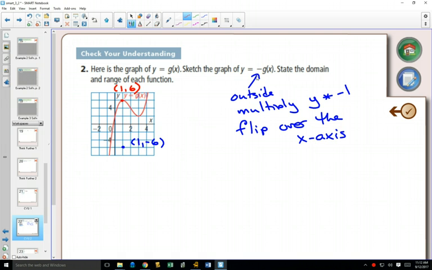So if I think about this point right here, which is one block or 2 units away from the x-axis, it's going to be right here. So I can take a number of points. Here's another one. That's going to flip down to there.